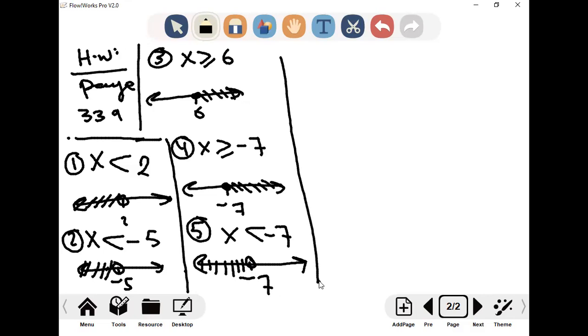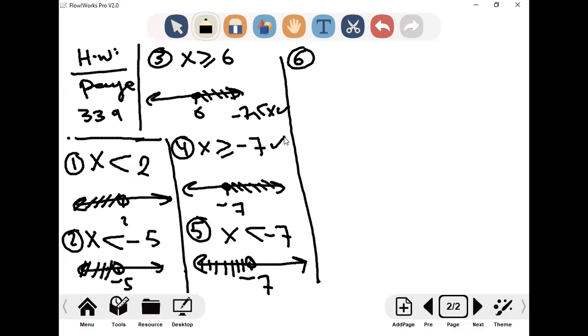Question 6. By the way, in question 4, it is x more than or equal minus 7, or you can say minus 7 less than or equal x like this. It's the same. Read this. X more than or equal negative 7, right? Read your answer. They are the same. That's why I told you, read always from the variable, okay?